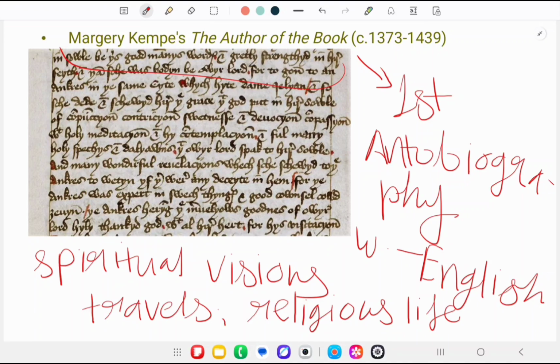And here the Middle English period ends and the Renaissance begins with the 16th century. So this is all about the Middle English period, and I hope you have understood the Middle English period.